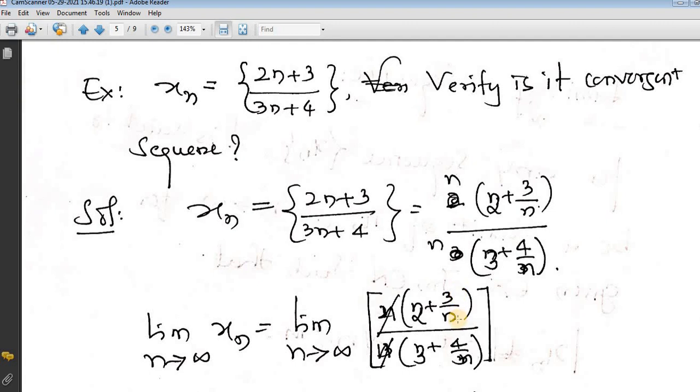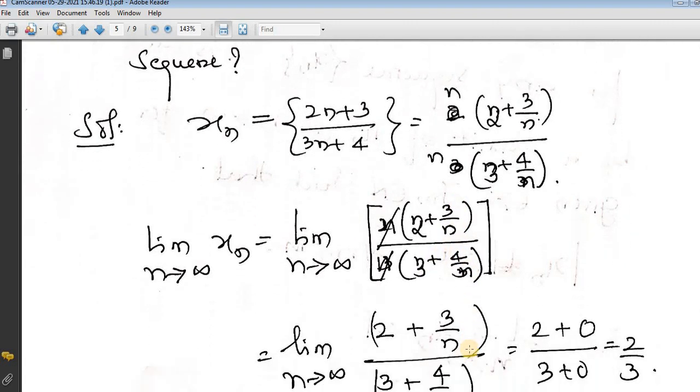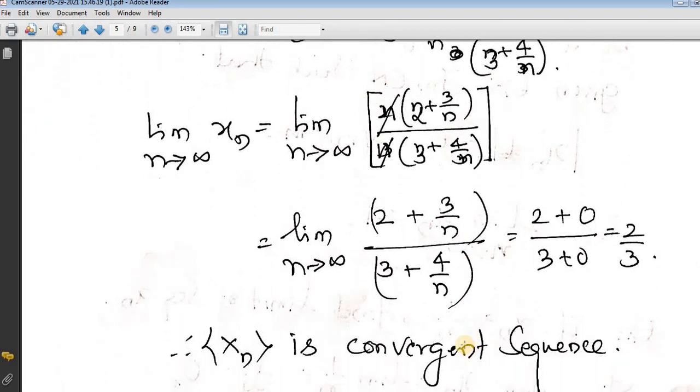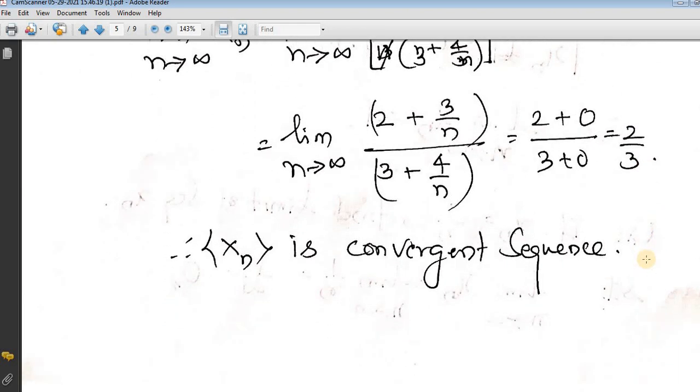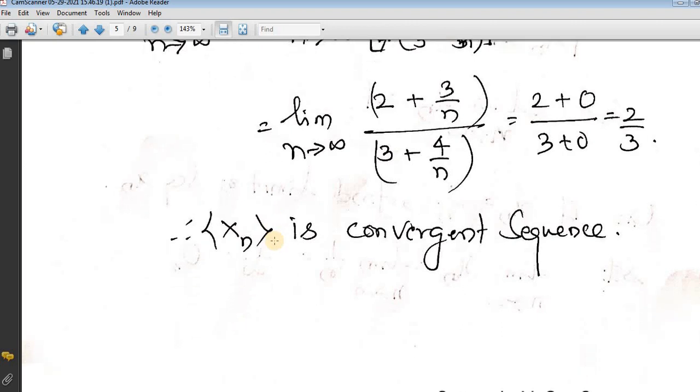The remaining thing is 2 plus 3 by n over 3 plus 4 by n. Now check it out. The 2 is as it is, 3 is also as it is. 3 by n, with n equal to infinity: any number divided by infinity is equal to 0. Here also it's 0, therefore its value is 2 by 3. So the limit of the sequence is 2 by 3. Hence it is a finite value and a unique quantity. Therefore the given sequence xn is a convergent sequence.